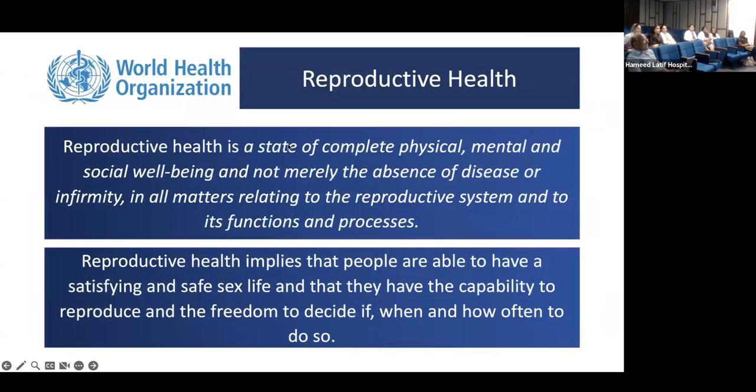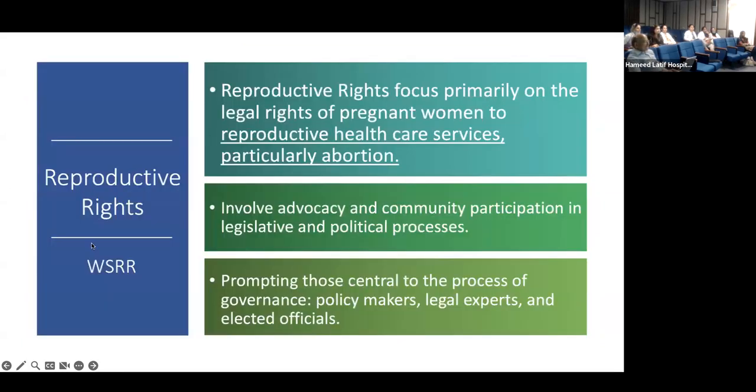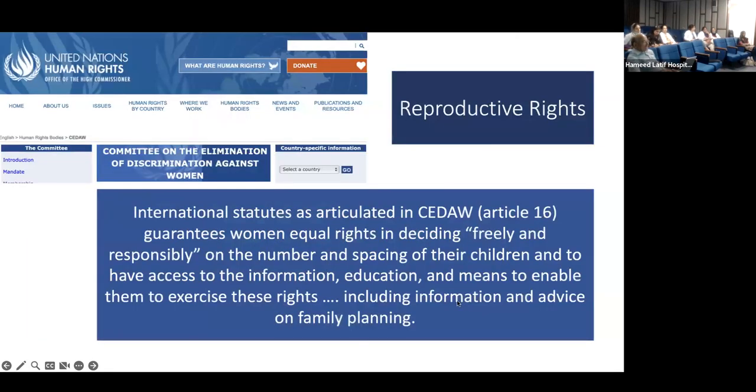And you should know the definition of reproductive health. This is important. Reproductive health is a state of complete physical, mental, and social well-being, and not merely the absence of disease or infirmity in all matters relating to the reproductive system and to its functions and processes. For this, it needs to exist. Reproductive health, this is WSRR, women's sexual and reproductive rights. Reproductive rights, healthcare services, particularly abortion, advocacy, community participation, legislative, central to the process, governing, etc.